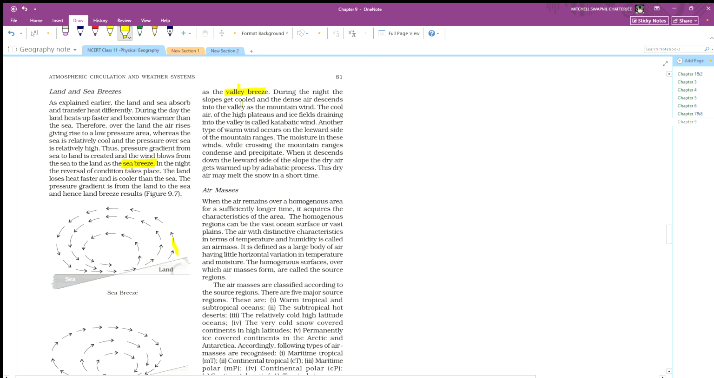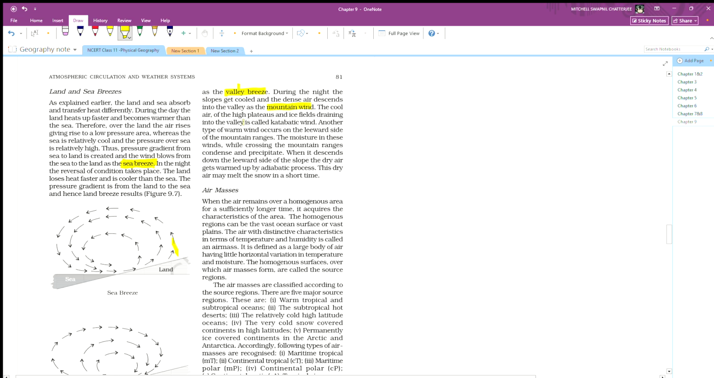During the night time, the slope gets cooler, so there is a high pressure area. That is, the mountains are the high pressure area, and the dense air descends toward the valley. Due to high pressure, the air is much denser. So due to gravity, it goes down the valley, and it is known as the mountain wind.